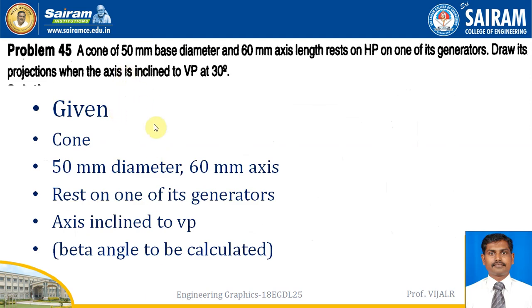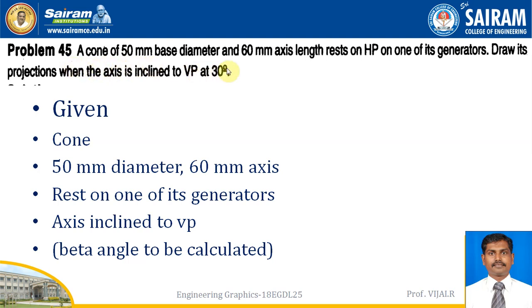Hexahedron is a cube. You know how to make a cube front view, just like a square prism it will be, that's all. So hexahedron will be a square prism like you can draw at the height. Now a cone of 50 mm. Next is a 45 problem.